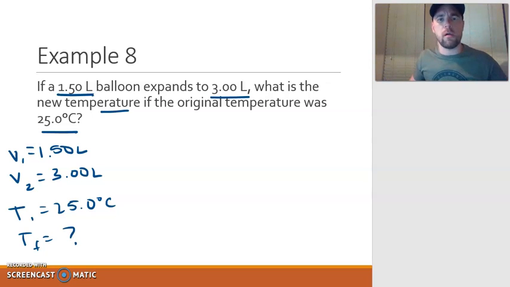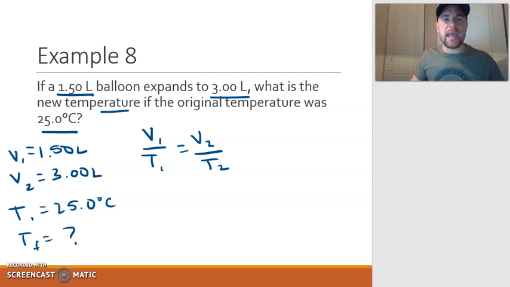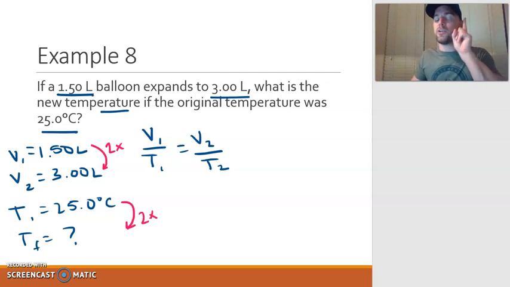Okay, so let's set this problem up, right? When I write all of this information out, it becomes clear to me that I'm looking at Charles' law. So Charles' law is V1 over T1 equals V2 over T2. Now some of you may have noticed that, oh, look what happens between volume 1 and volume 2. It doubles. It exactly doubles. Do you see that? So some of you may be thinking, okay, well, if the volume doubles, then temperature must also double, since it's a direct relationship. And you're absolutely right. If volume doubles, so does temperature.